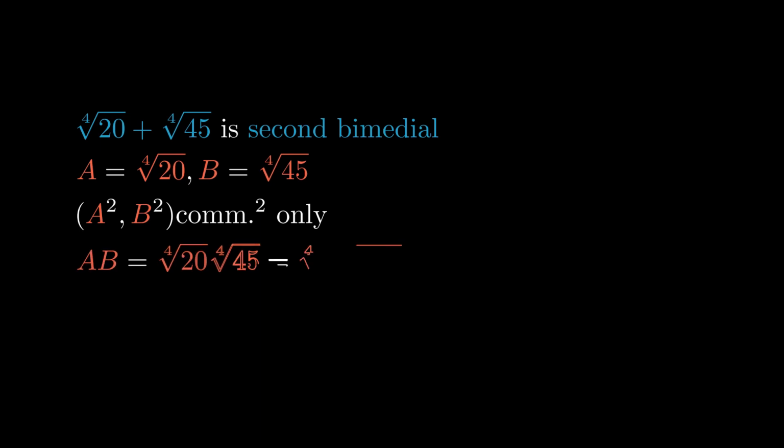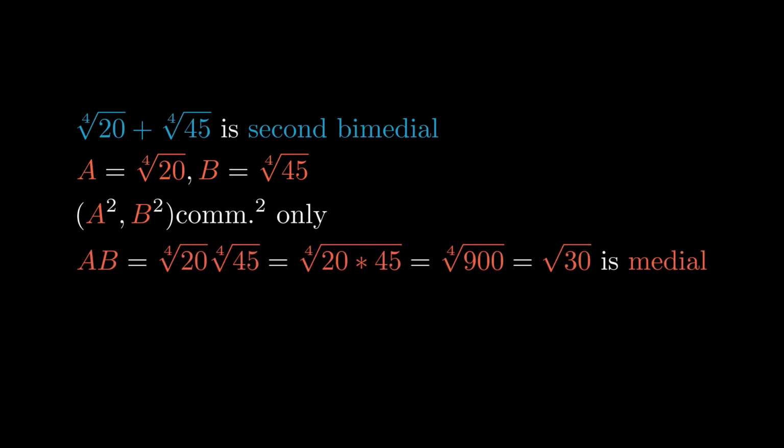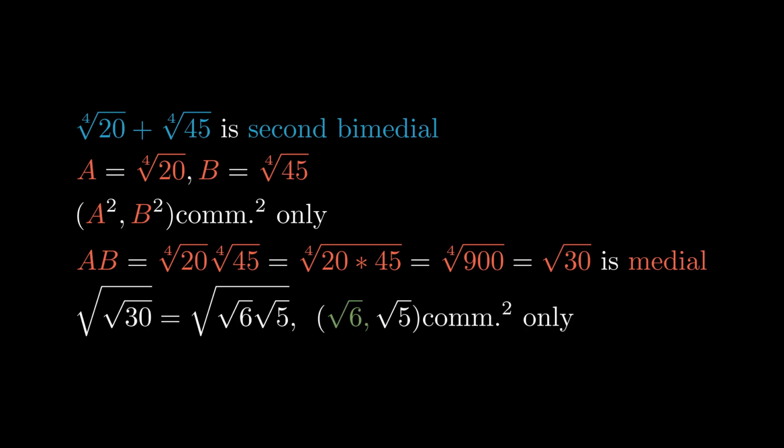Finally, AB equals the fourth root of 20 times the fourth root of 45, which is equal to the fourth root of 20 times 45, which is equal to the fourth root of 900, which is equal to the square root of 30. To be a medial area, the square root must be medial, and the square root of 30 is equal to the square root of 6 times the square root of 5, which is the geometric mean of the square root of 6 and the square root of 5, which are rational numbers by Euclid's definition, and they're commensurable in square only, so the square root of 30, being the fourth root of 30, is medial, and the square root of 30 is thus a medial area.